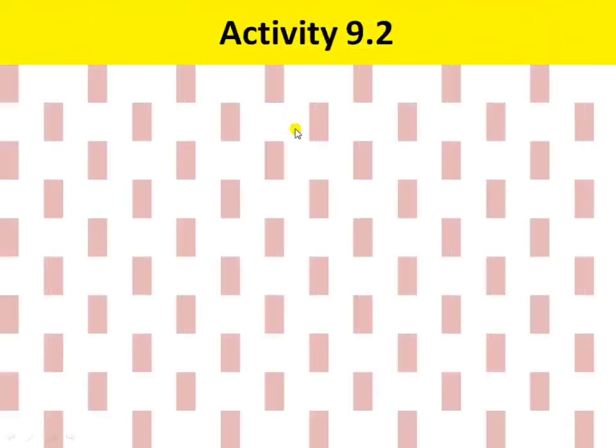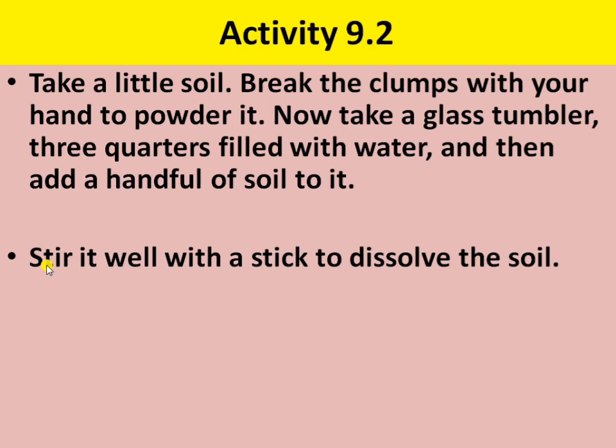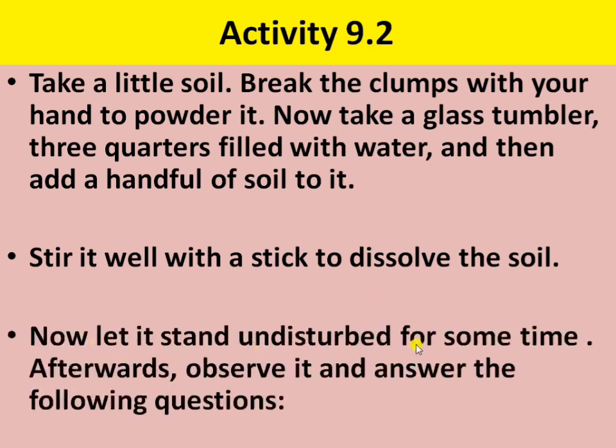Moving on to the next activity, that is activity 9.2. So what you have to do, you have to take a little soil, break the clumps of the soil with your hand to powdered form. Now take a glass tumbler and fill it 3/4 with water. Then add a handful of the soil into the glass tumbler. Next is stir it with a stick to dissolve the soil that is present in the glass tumbler. Now let it stand undisturbed for some time. Afterwards you will observe that and answer the following questions.